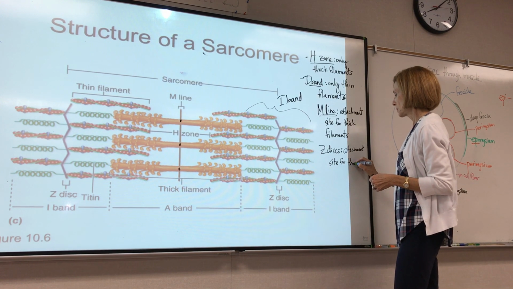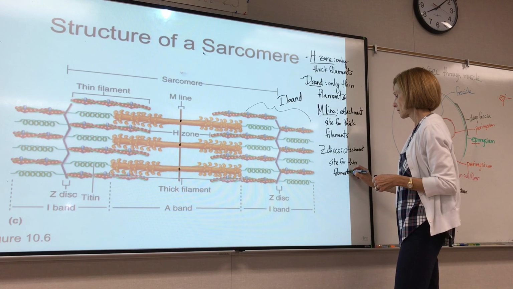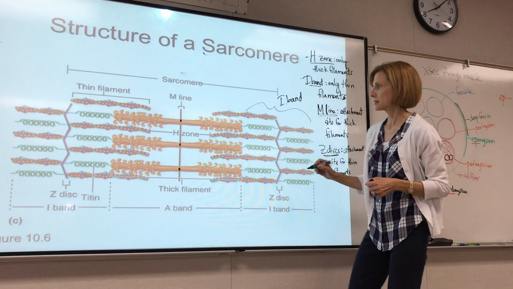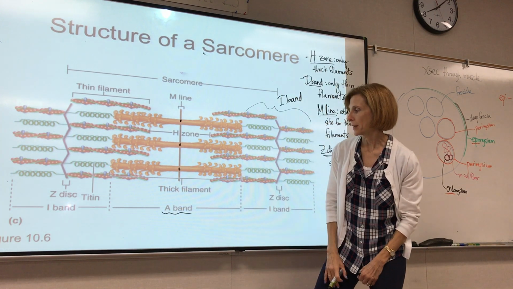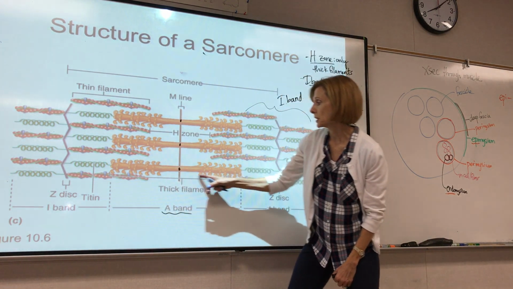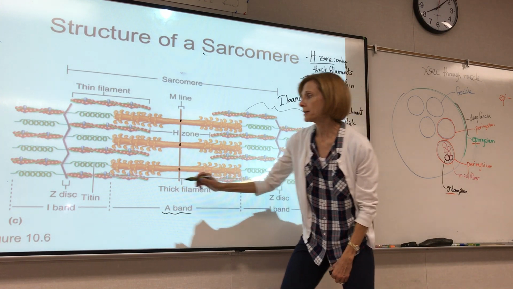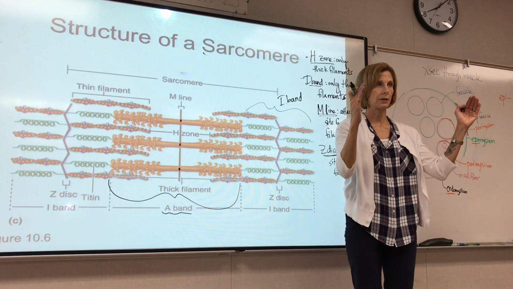And one more region. Okay, that is right here. You can see there's something labeled as the A band. Notice the A band goes from one end of the thick filament to the other end. So the A band is the entire length of the thick filament, okay, the entire length of the thick filament.